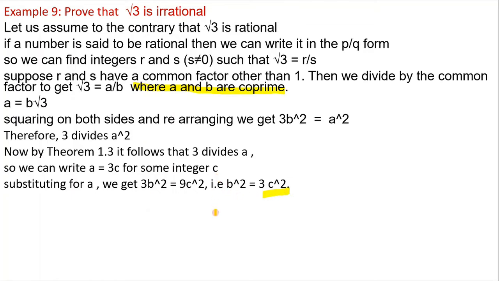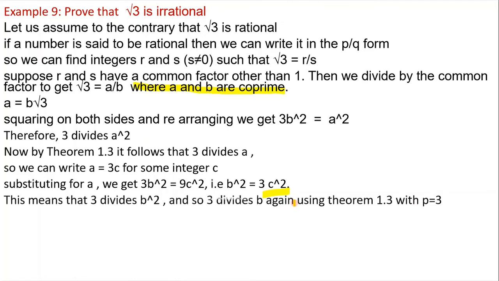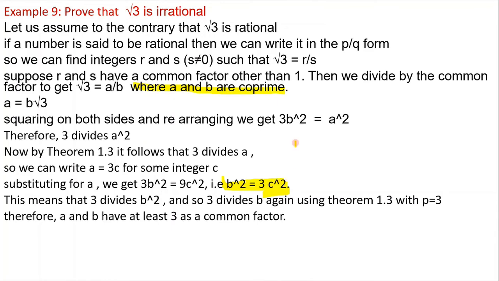So, again from Theorem 1.3, it clearly says that if b square is divisible by any prime number p, then b is also divisible by that prime number p, and p is one of the factors of b. Hence, here b square is divisible by 3, and now by Theorem 1.3, b is also divisible by 3, and 3 is one of the factors of b. So from these two equations we came to a conclusion that a and b have a common factor of 3.